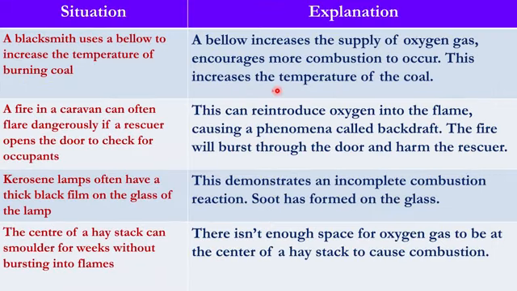So the bellows: its function is to increase the supply of oxygen gas. Why do we want to increase the amount of oxygen gas? Because that creates more combustion, and this will increase the temperature of the coal. Remember, the higher the temperature, the easier it is to bend the structure of metal.